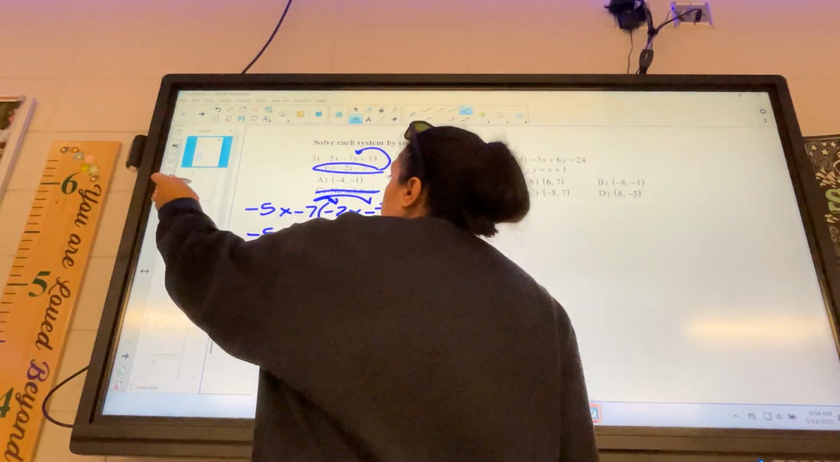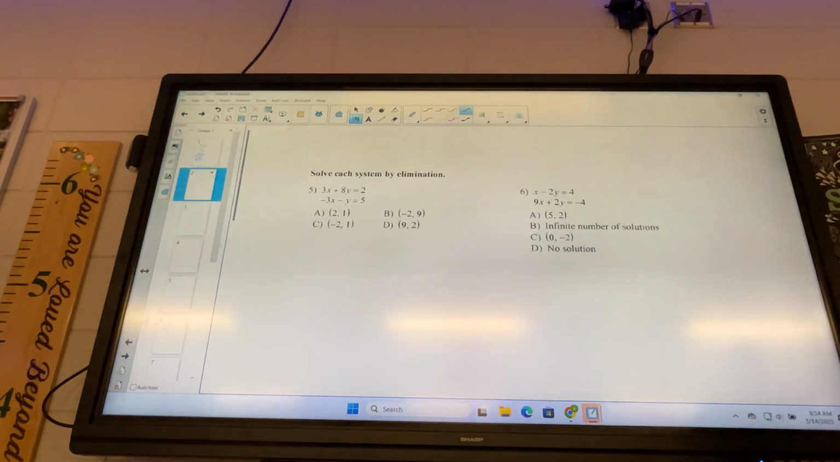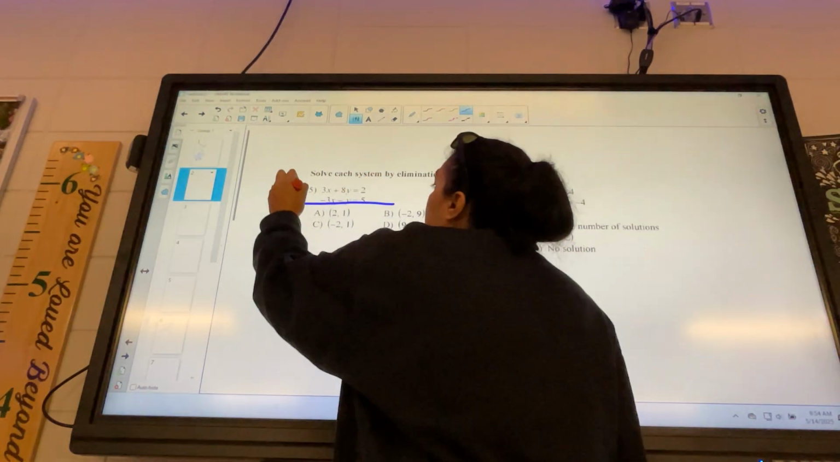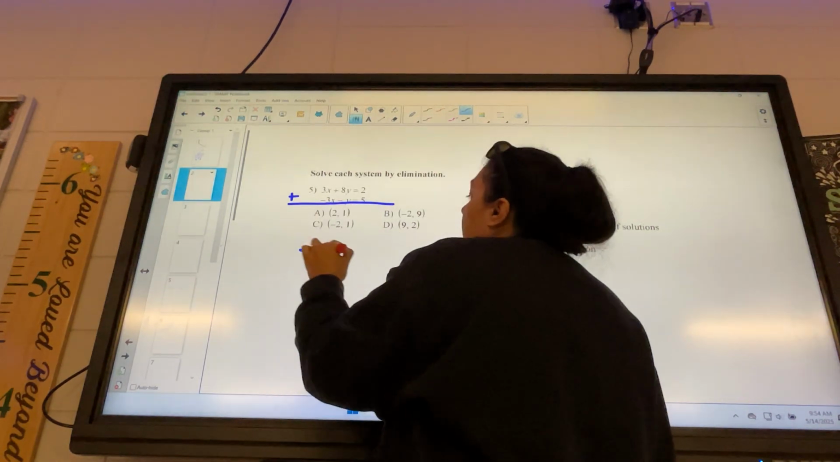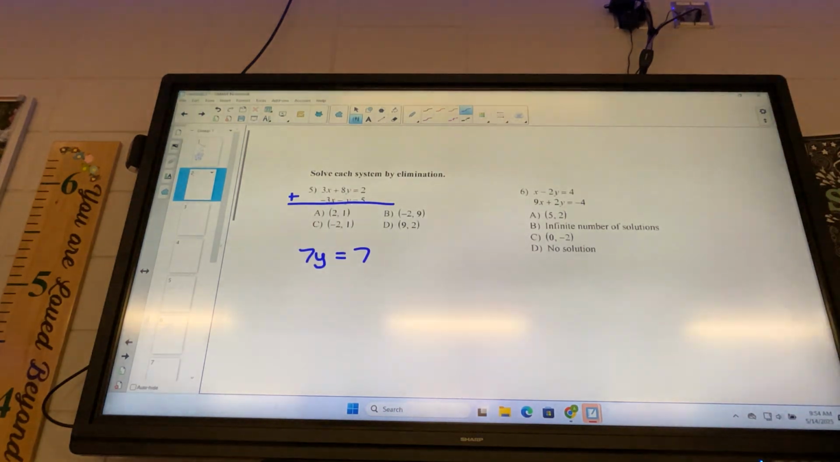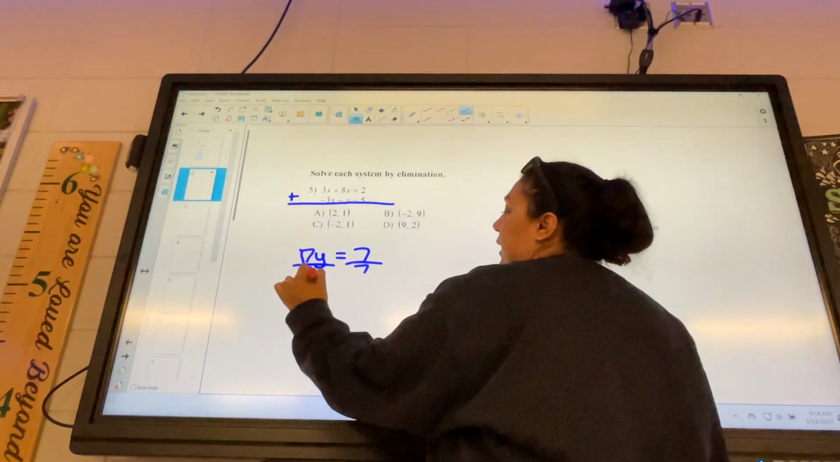Next row. Okay, 5. Okay, we're going to add the 2 together. Okay, and so the x's cancel, and so I've got 7y equals 7. And then what needs to happen? Divide. So I got y equals 1.